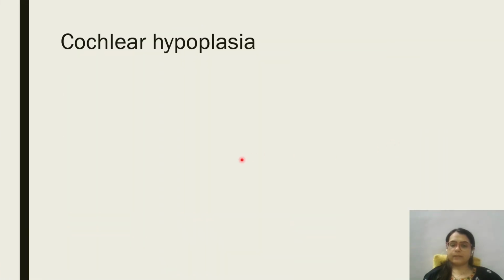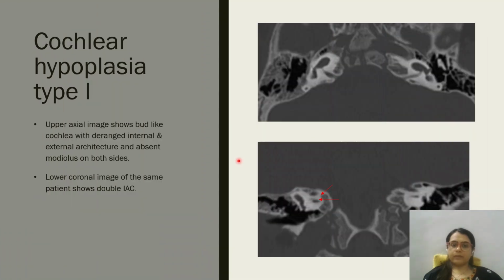Cochlear hypoplasia, type 1. Now in type 1, this patient presented to our hospital. We can see bud-like cochlea on both sides. There is no internal architecture, no external architecture, modiolus is absent. And this is the coronal image of the same. We can see double IAC were present in this patient.